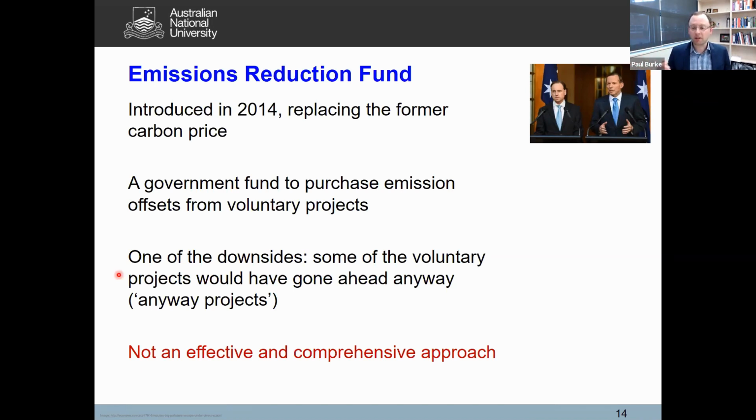And remember, in a dynamic economy like Australia's, every year the private sector does introduce some of its own projects to try to save on energy use and subsequently emissions as well. For this and many other reasons, the Emissions Reduction Fund is not an effective and comprehensive economy-wide approach to be pushing to very low emissions.